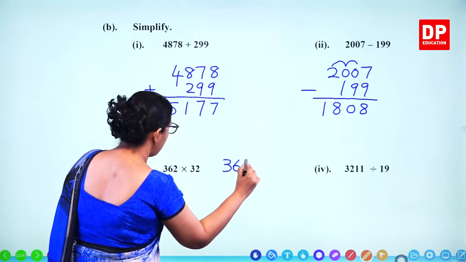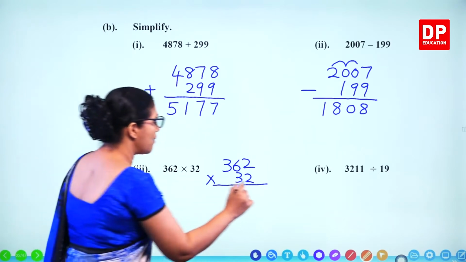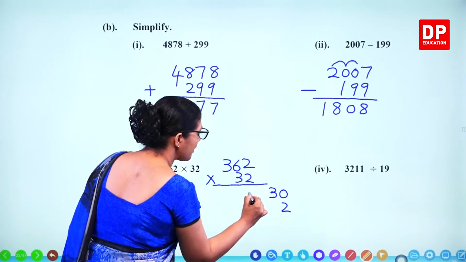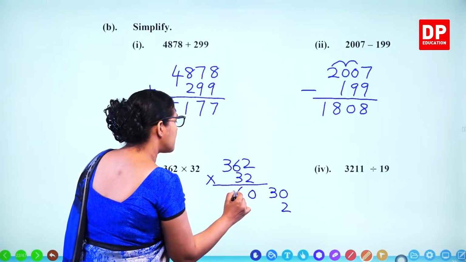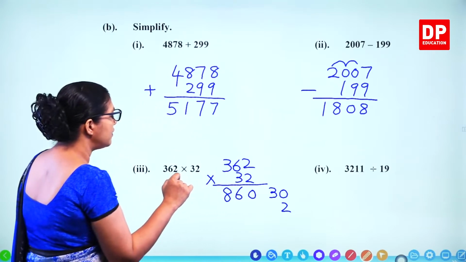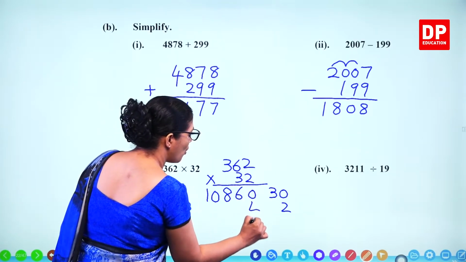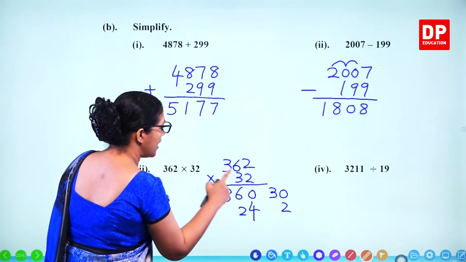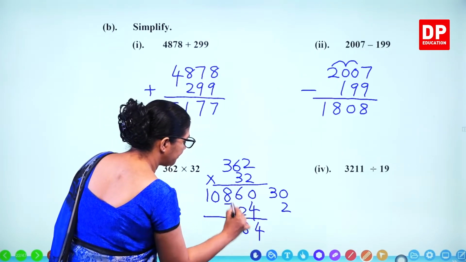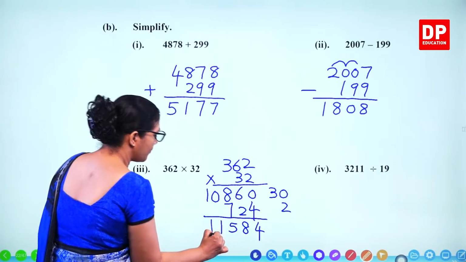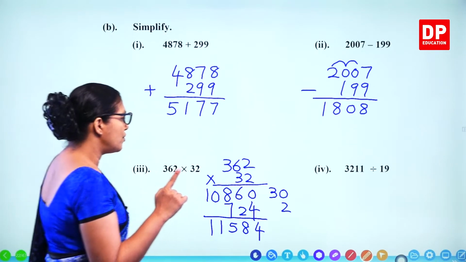Now you have to multiply. So when you are multiplying, write in a column like this. How you write 32? We can take 30 and 2. Put 0 and multiply by 3. 3 times 2, 6. 3 times 6, 18. 1 remaining. 3 times 3, 9 plus 1, 10. Now multiply by 2. 2 times 2, 4. 2 times 6, 12. 1 remaining. 2 times 3, 6 plus 1, 7. So when you adding this one, you are getting 11,584.